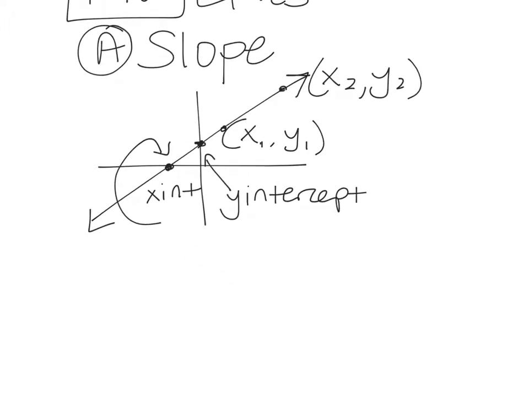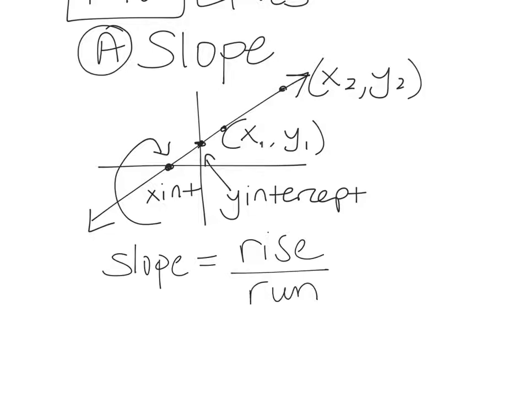So slope is equal to the change in the vertical over the change in the horizontal. And that's a fancy way to say rise over run. Yes, and you've heard that a billion times from your math teachers along the years. Rise over run is slope.